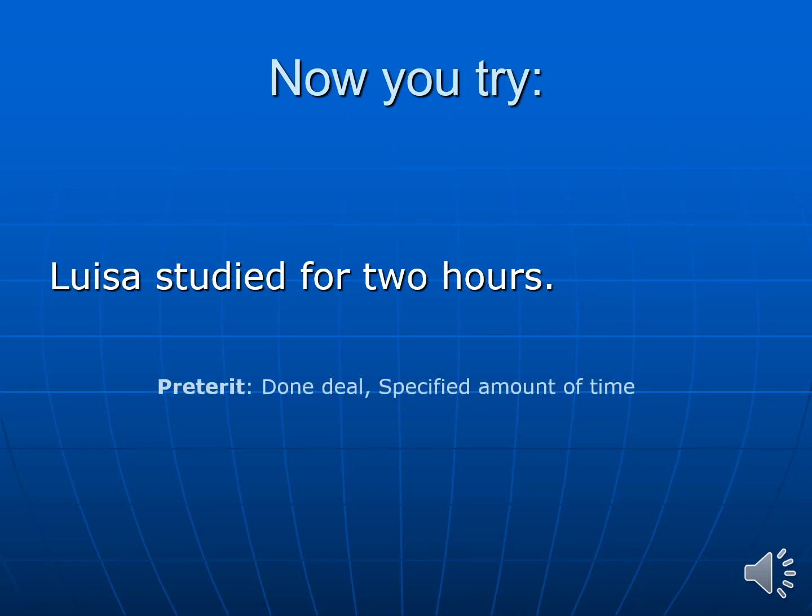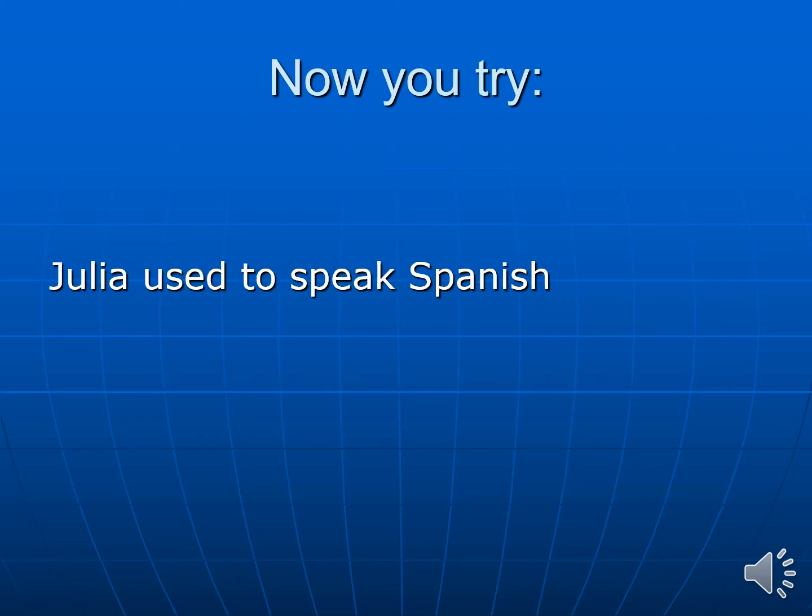Okay. I hope you said preterite. The preterite is a done deal. She studied for 2 hours. It's over with. We have a specified amount of time. She did this for 2 hours and it's a done deal. So we use the preterite tense. Luisa estudió por 2 horas.